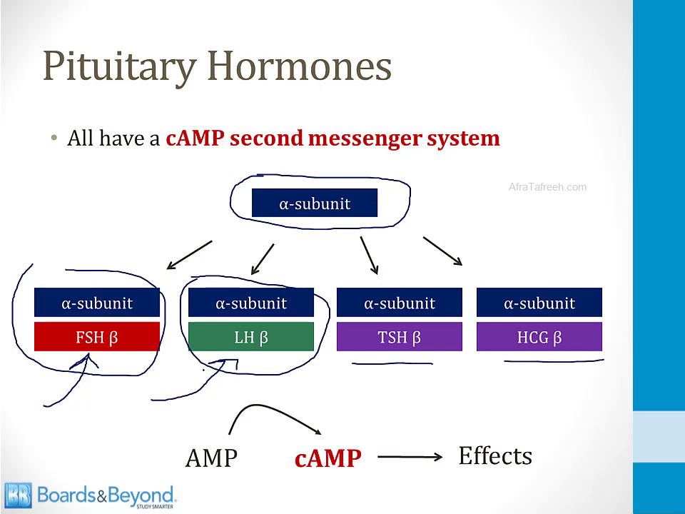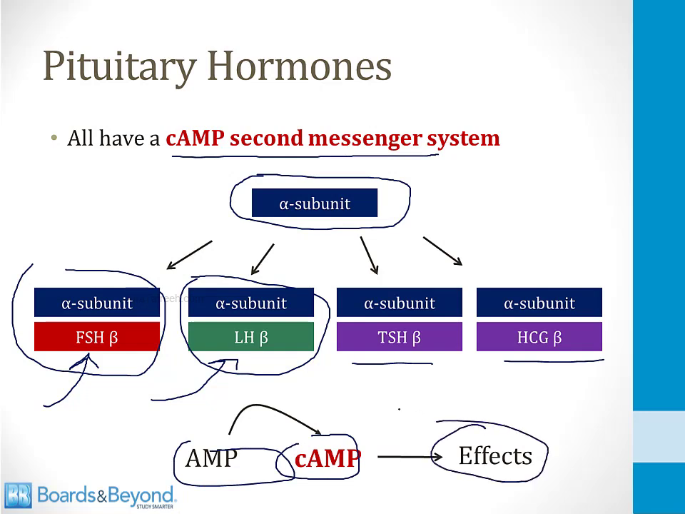And second messenger systems can be hard to remember, but one easy way to remember it for these hormones is that all of these hormones, when they reach their target sites, exert their effects via a cyclic AMP second messenger system. They convert AMP into cyclic AMP and then exert their clinical effects. And that concludes our module on reproductive hormones.